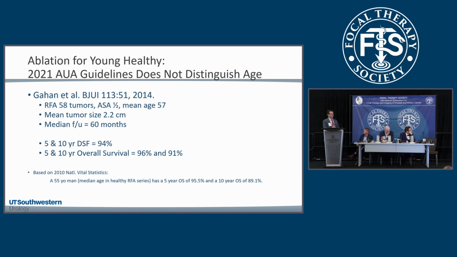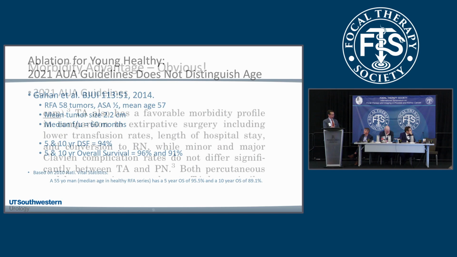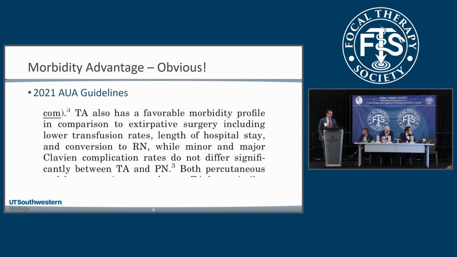Their chance of dying of anything is exactly the same if I did a partial or if I did an ablation. The morbidity is obvious. We can all quote literature, but again, I'll just go to the guidelines, which say that there's a favorable morbidity profile to ablation, period. You can't tell me the transfusion rates are lower with partial nephrectomy, even robotically. Hospital stay, we're talking an outpatient routinely, and the conversion to radical nephrectomy with partial is real. And so it's a no-brainer that the morbidity of a needle ablation is easier.